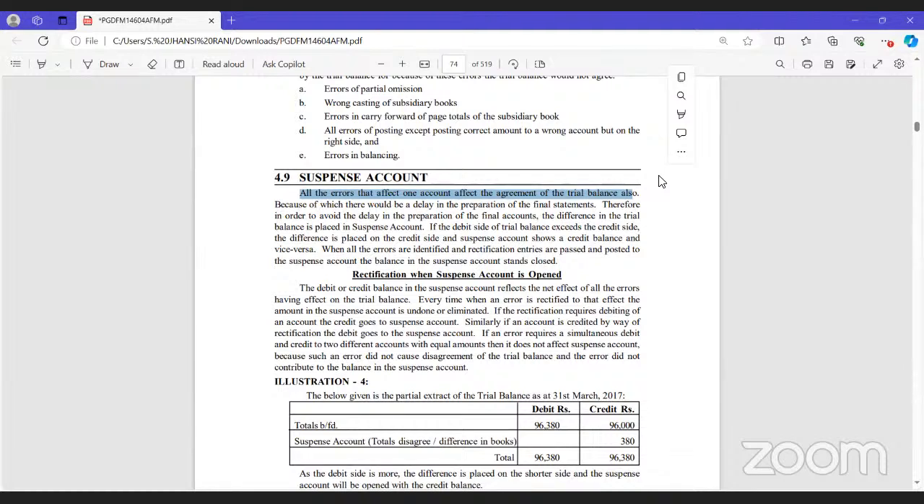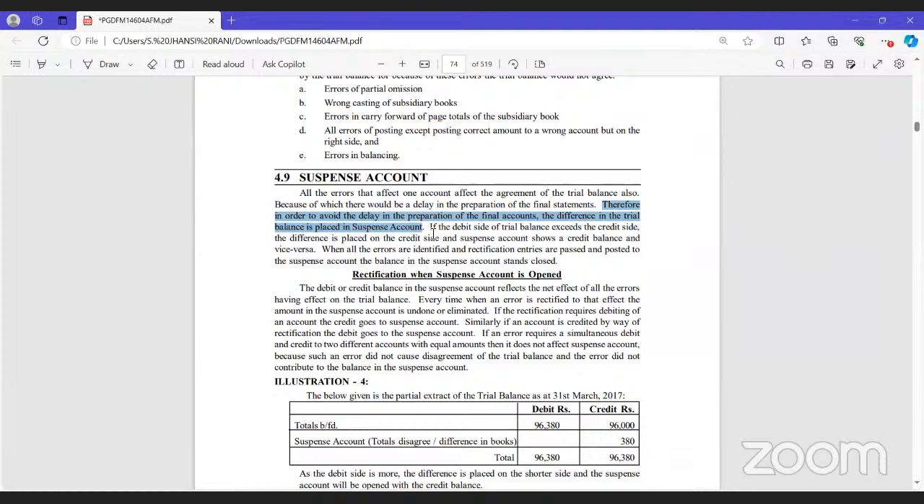Because of this, there will be a delay in preparing final statements, because at the year end I need to find out whether the business is earning profit or loss. If earning profit, I have to pay tax to the government, and the government will not wait for me. So, in order to avoid a delay in the preparation of final accounts, the difference in the trial balance is placed in the suspense account.